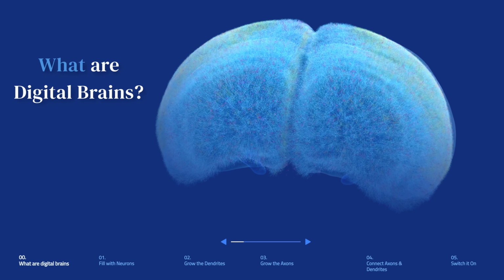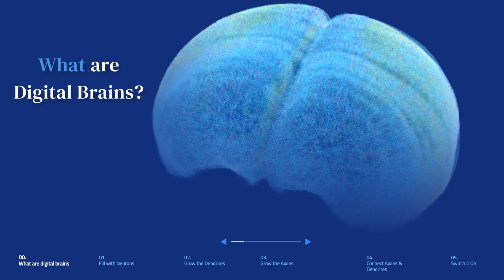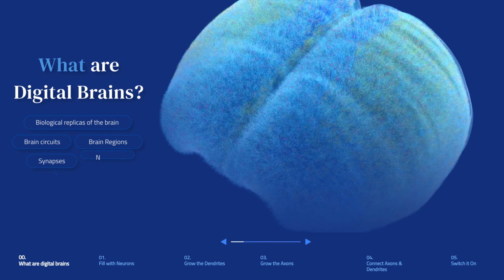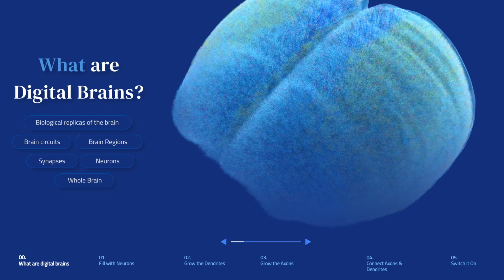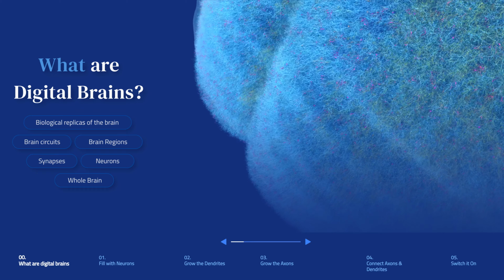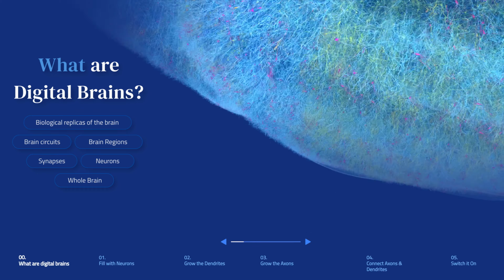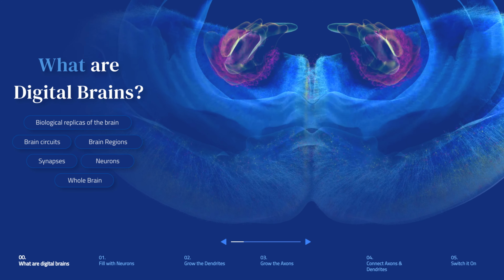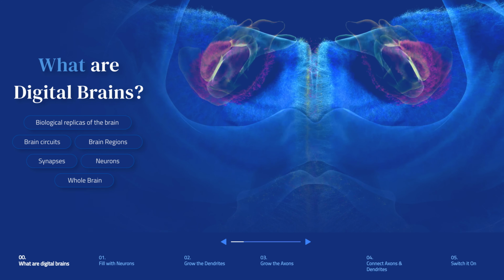So what is a digital brain? Well, a digital brain is a computer model of the brain. It is a replica of the brain. It copies the shape, the dimensions, and the behavior of the synapses, the neurons, the brain circuits, the brain regions, the whole brain, the connectivity between every neuron, what we call the connectome between different types of neurons.